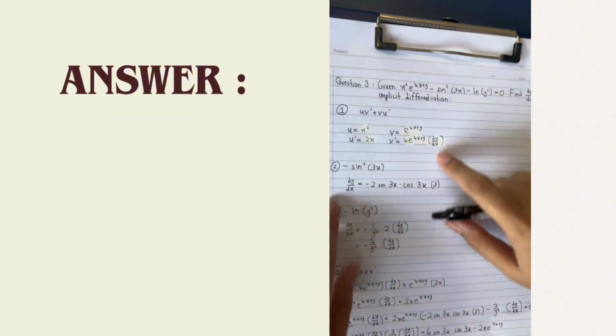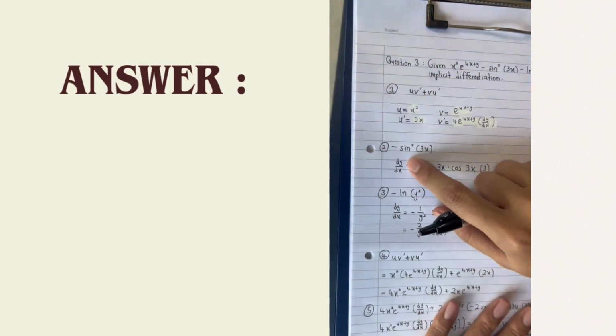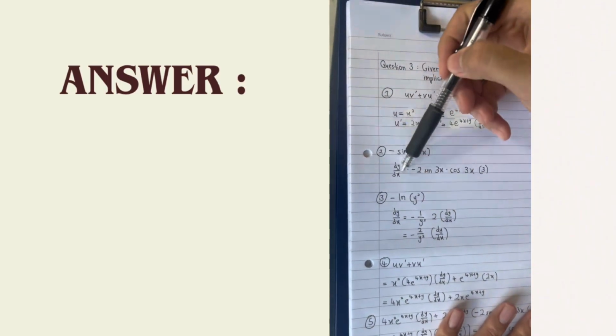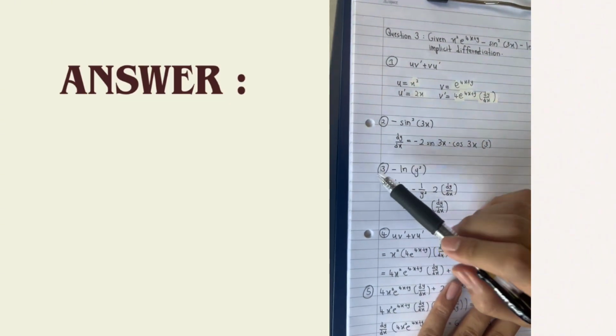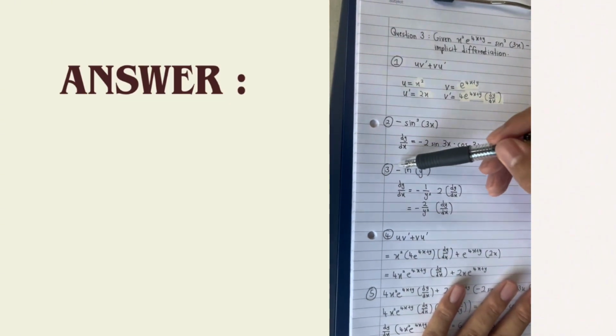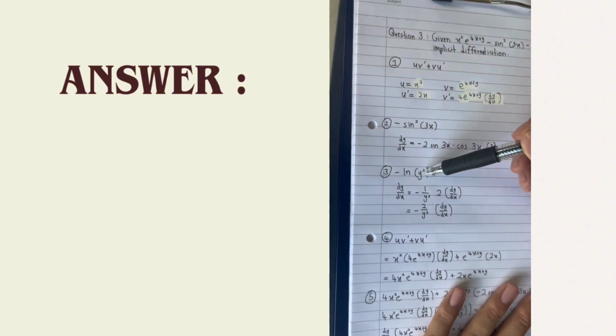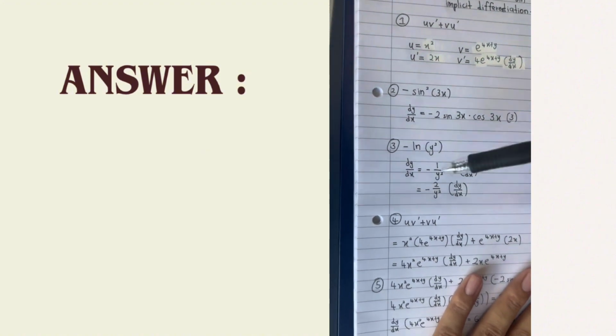Okay, and the next step, we have to differentiate negative sin squared 3x. We will get this. And then the third step is we have to differentiate negative ln y to the power of 2. So differentiate this and we will get this.